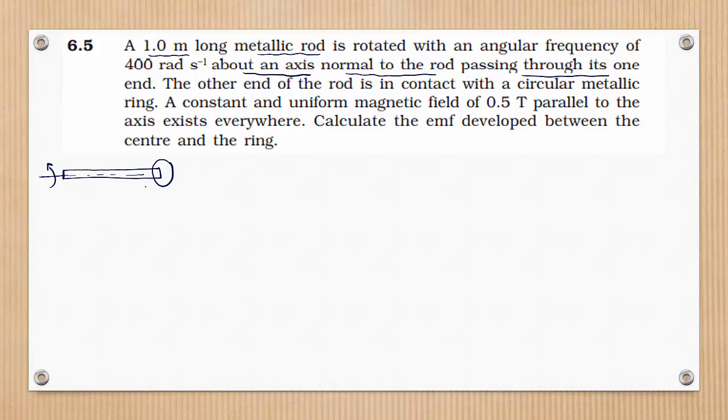A constant uniform magnetic field is parallel to the axis and it exists everywhere. Calculate the EMF developed between the center and the ring. First we can observe the givens. The metallic rod has a length of 1 meter. Angular frequency omega is 400 radian per second. Magnetic field is 0.5 Tesla. We have to find the induced EMF E.